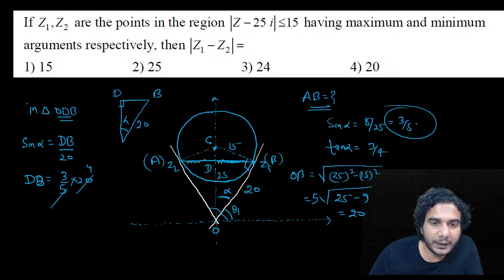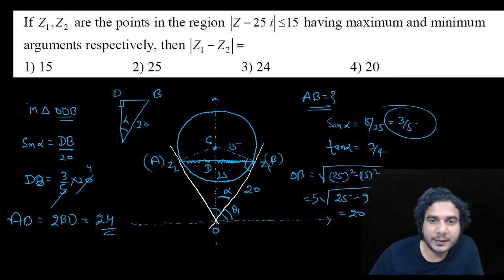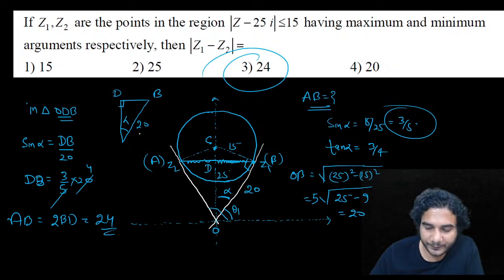So AB is going to be twice of BD. That is going to be 24, all right. So the answer is 24. That is the right answer. I hope it is clear. So that was the answer.